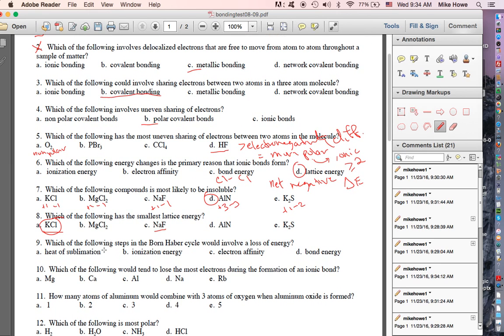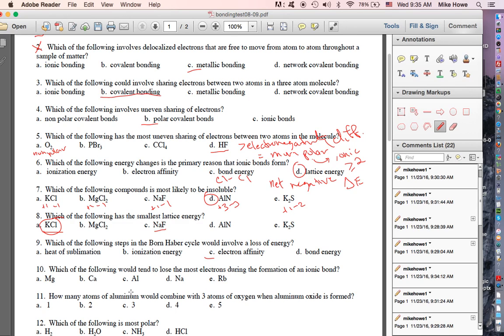Okay, number 9, which of the following steps in the Born-Haber cycle would involve a loss of energy? Loss of energy means exothermic. So the only one here is electron affinity, because heat of sublimation is changing from solid to gas. Ionization energy is the energy required to remove an electron, which always is positive. Oh, by the way, solid to gas, you have to put energy in to make the molecules move faster. You have to put energy in to remove the electron. You have to put energy in to break the bond for bond energy. So electron affinity would be a negative energy change, where the electron is added to the atom to create the negatively charged ion.